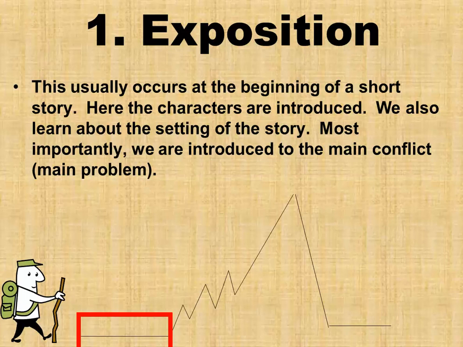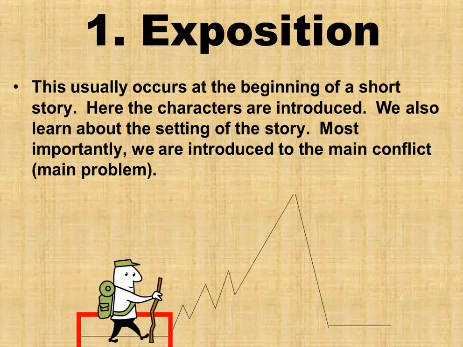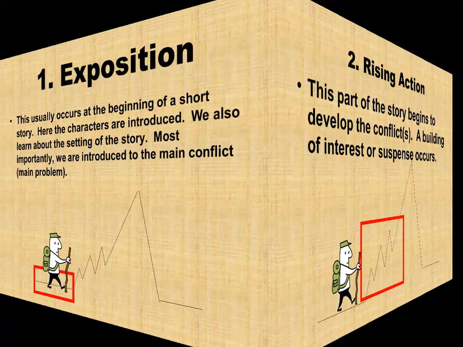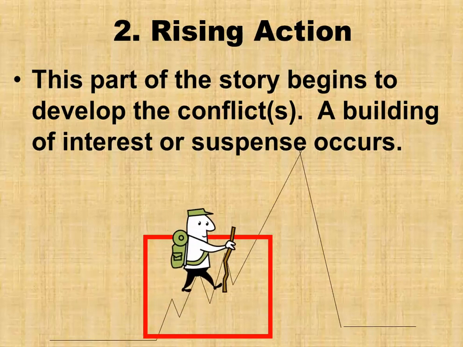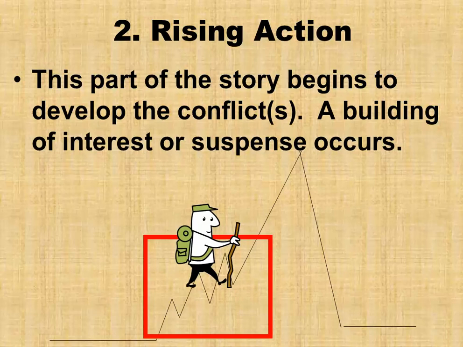Alright, so exposition occurs at the beginning of a short story. You can pause this and read all of that if you like, but remember, exposition is the beginning of a short story where we are introduced to the main problem in the story or the conflict. Rising action is the part of the story where the conflict begins to develop and the suspense starts to ratchet up.